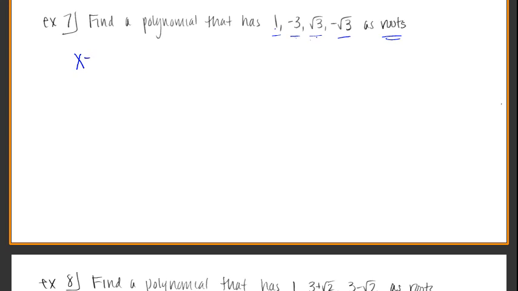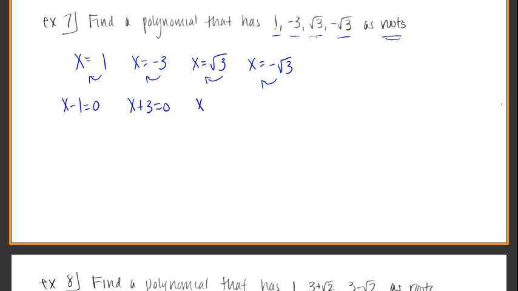We know that x equals 1, x equals -3, x equals the square root of 3, and x equals negative square root of 3. And right now you're like, okay, how is this backwards? But just keep following with me. I want to move every single one of these numbers over so it's in the form of something equals 0. So I have x minus 1 equals 0, x plus 3 equals 0, x minus the square root of 3 equals 0, and x plus the square root of 3 equals 0.